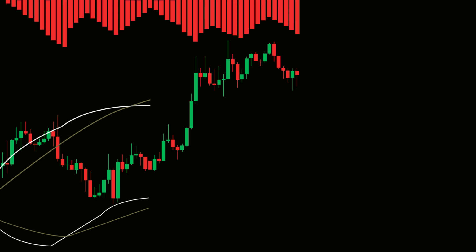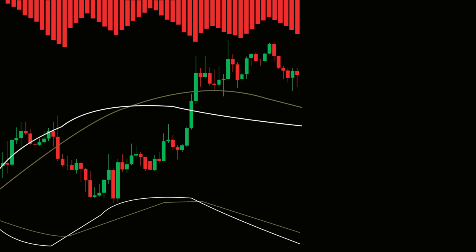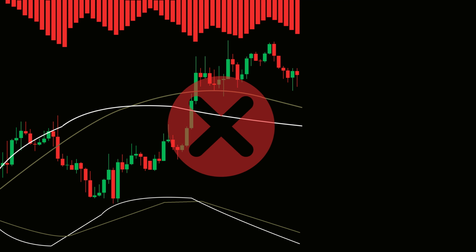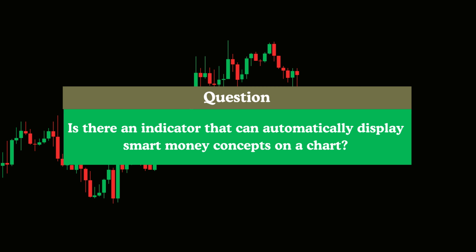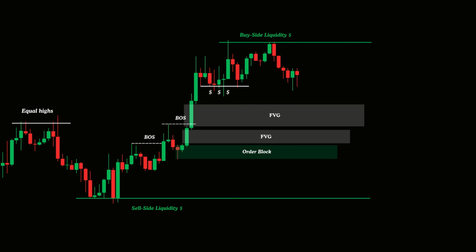When it comes to indicators, only a handful of price action tools truly deliver valuable insights. The rest tend to serve as redundant confirmations. Which leads us to an important question. With all the progress in coding, is there an indicator that can automatically display smart money concepts on a chart? Well, there are a few options out there, but are they genuinely effective?